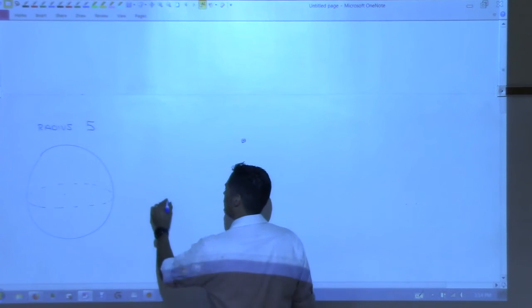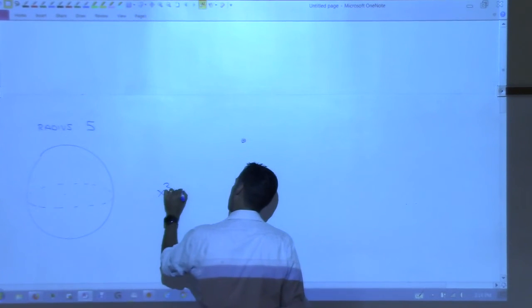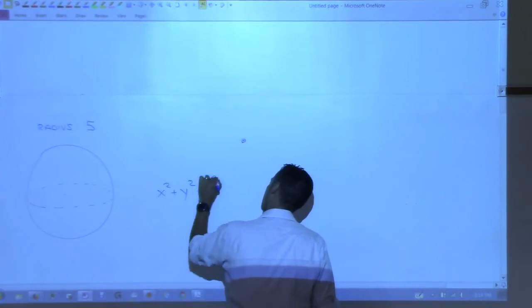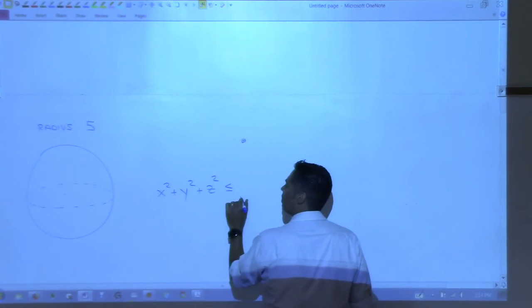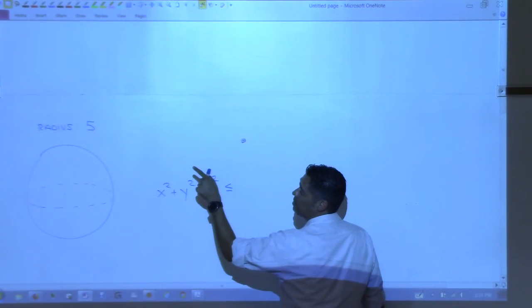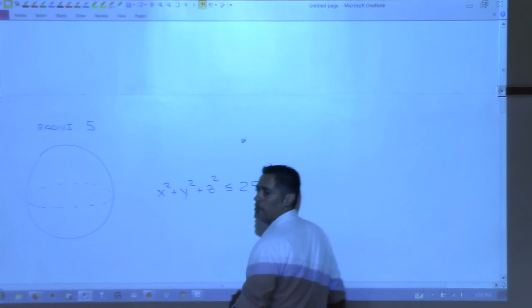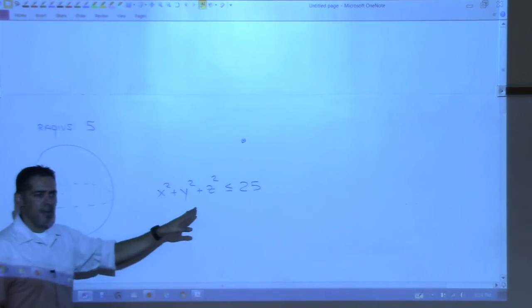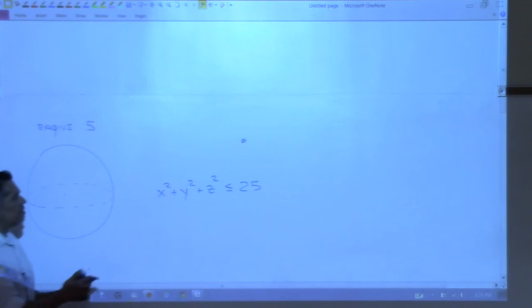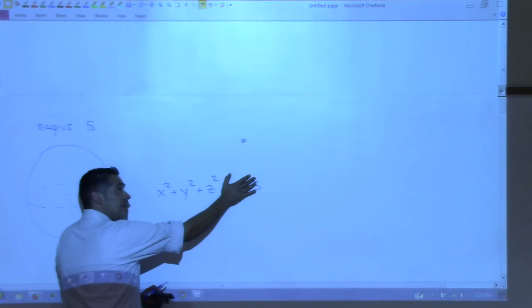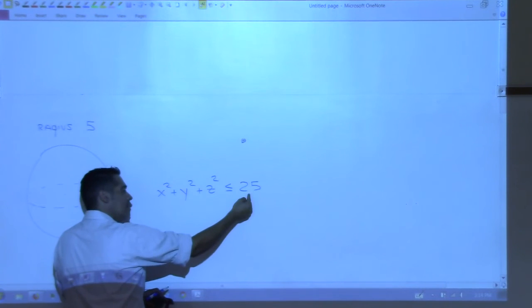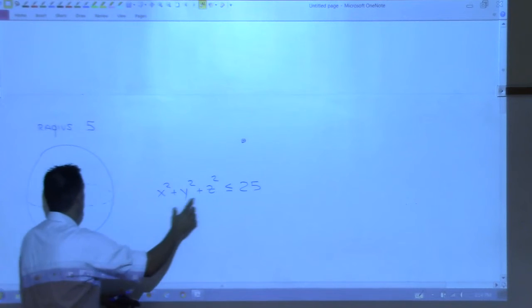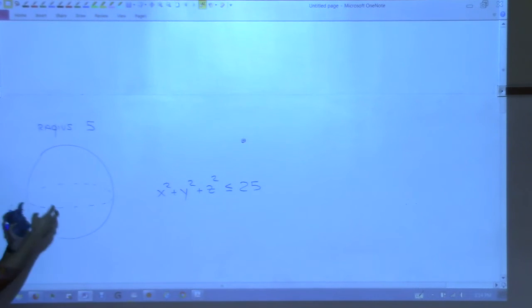X squared plus y squared plus z squared is less than or equal to square root of 5? The radius is 5, so just 25. There we go. Do y'all see how this is similar to what we just did? This right here is like the equation of a sphere centered at the origin. And then our radius is 5, right? That's r squared. And then we want everything less than or equal to it. So it's this solid ball including the boundaries, right?